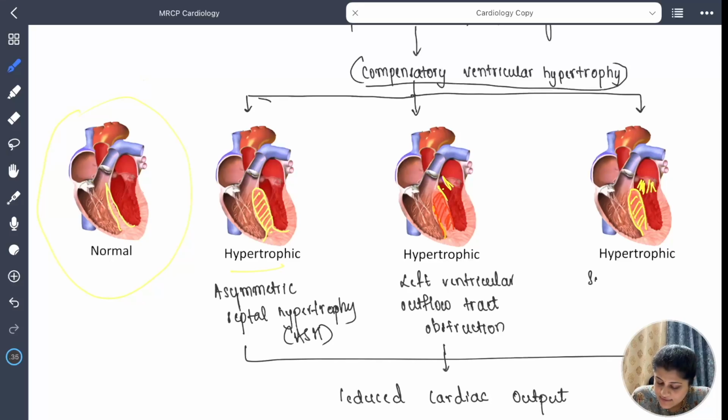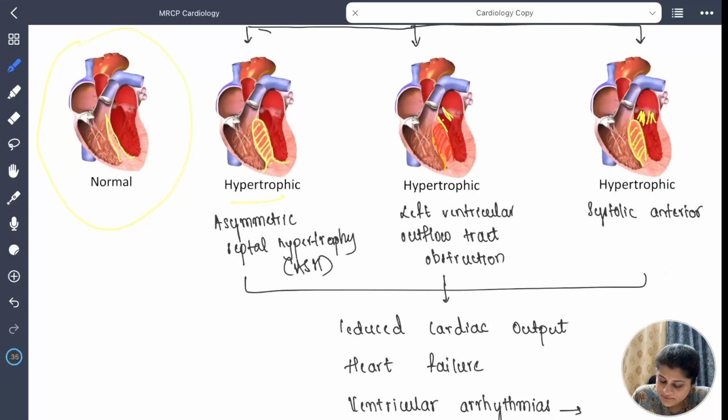So this is systolic anterior motion of the mitral valve leaflet. These are the three important things.